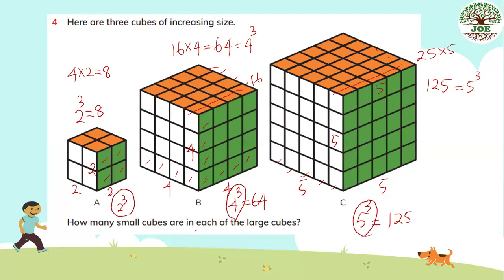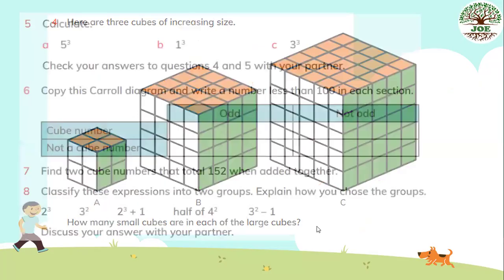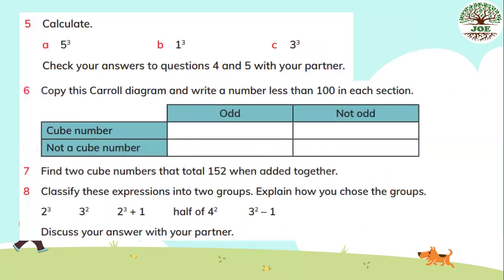So how many small cubes are in each of the large cubes? A has altogether 8 cubes, B has 64 cubes, C has 125 cubes. Number 5, calculate 5 cubed. 5 cubed we have done. 5 cubed is 125. So 1 cubed is only 1. 3 cubed is 27. 3 cubed is 3 times 3 times 3, which is equal to 27. Check your answers to questions 4 and 5 with your partner.